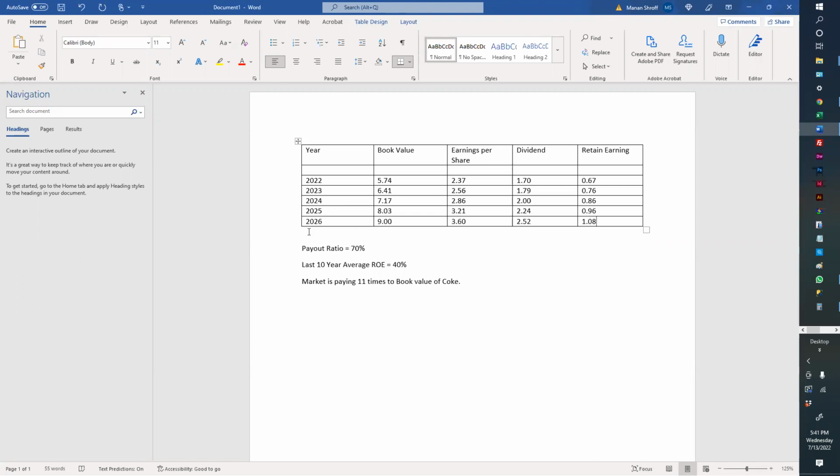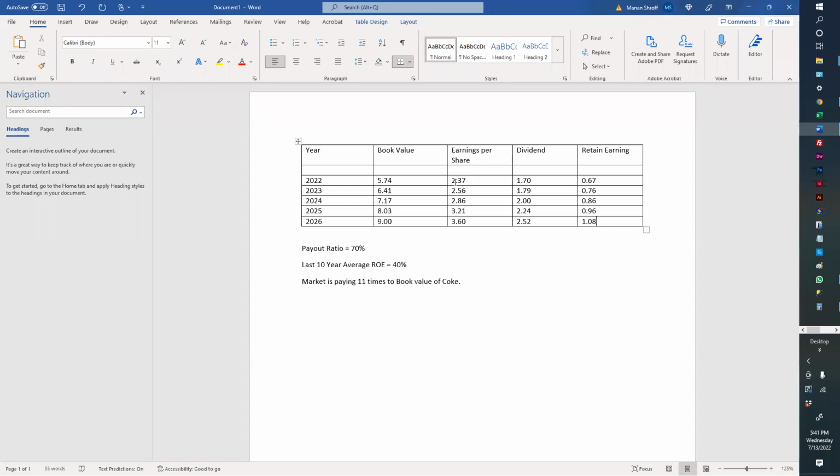Now, this is not exact science. I mean, you may see that Coca-Cola makes $2.20 in year 2022 instead of $2.37. Or you may see it makes $2.70, and what we predicted is $2.37. But on average, the earning is going to be fluctuating around these figures.